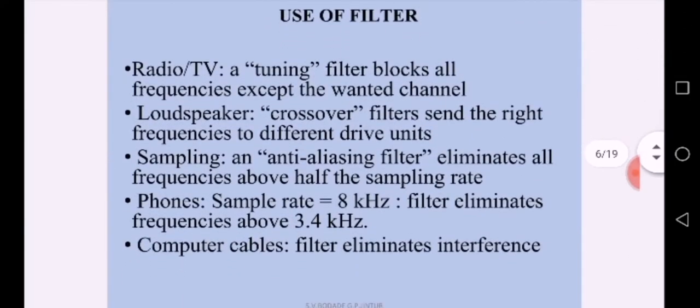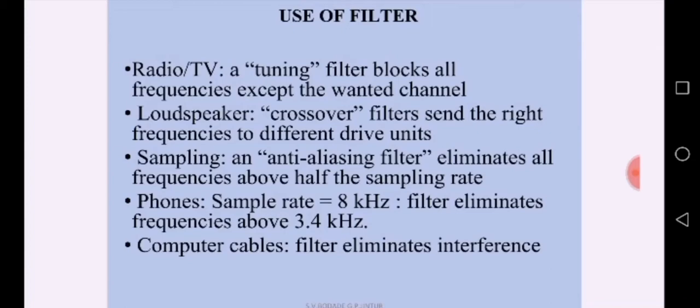What is the use of a filter? It is used in a radio or TV for tuning. The filter blocks all frequencies except the wanted channel. It is used in a loudspeaker for crossover. The filter sends the right frequencies to the different drive units. It is used in sampling as an anti-aliasing filter, which eliminates all frequencies above half the sampling rate.